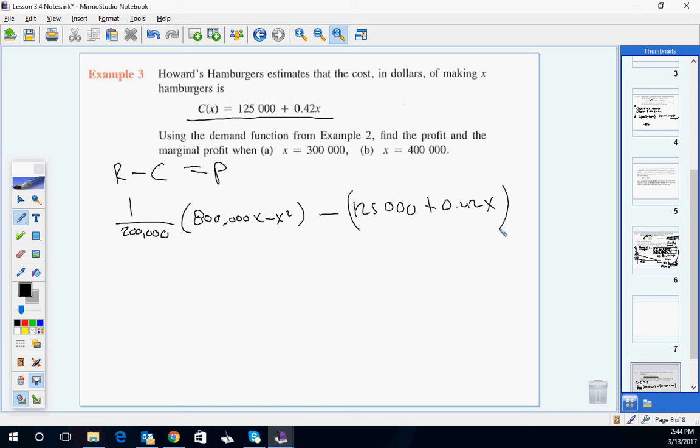Okay, derivative, yeah. But do you see this right here? What we just wrote out, that's our P of X, right? So if we want marginal profit, then we're going to want P prime of X.